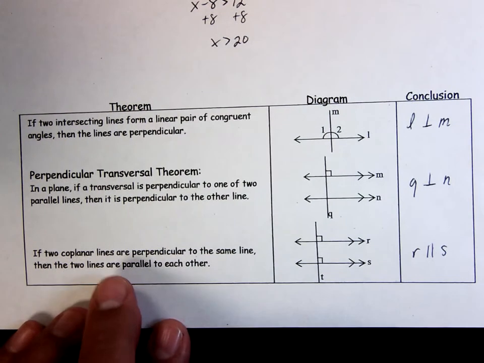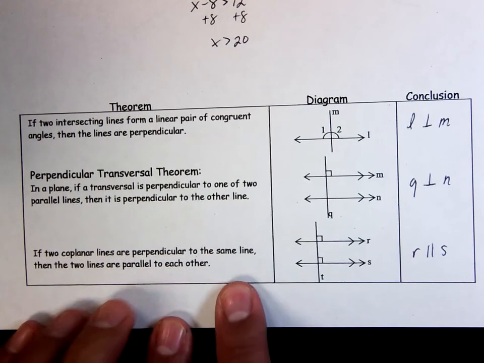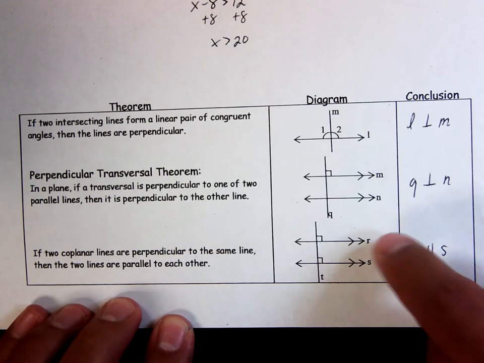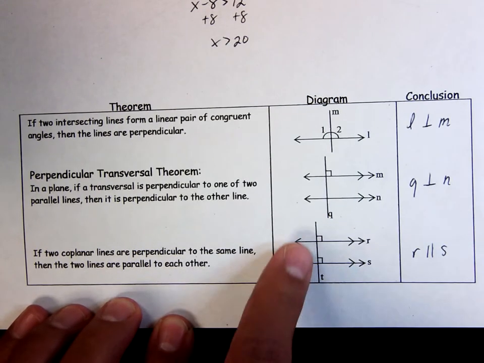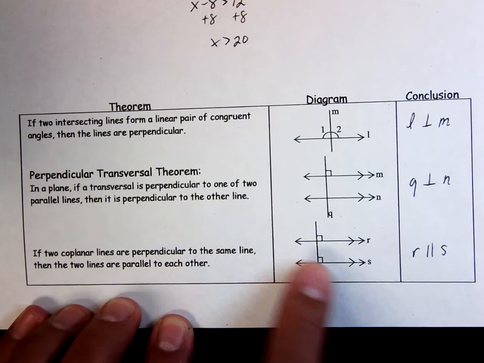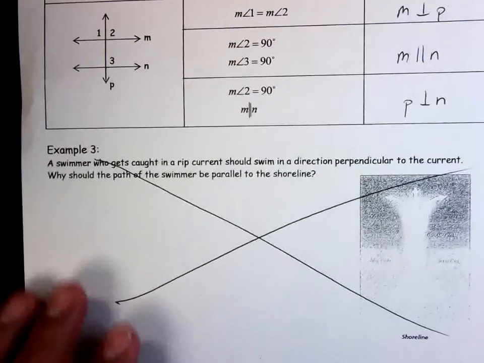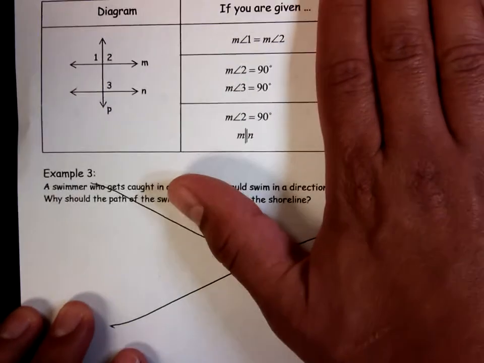Last set, if two coplanar lines are perpendicular to the same line, then the two lines are parallel to each other. So both R and S are perpendicular to line T. So my conclusion is that R is parallel to S. Flip it over. Again, try on your own first before you see my answers.